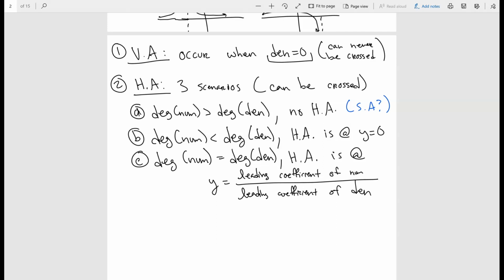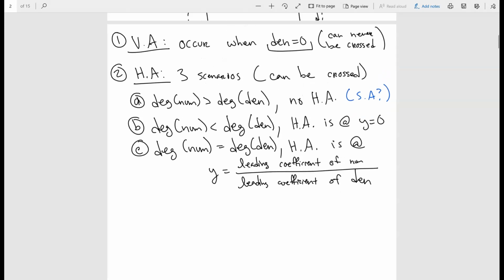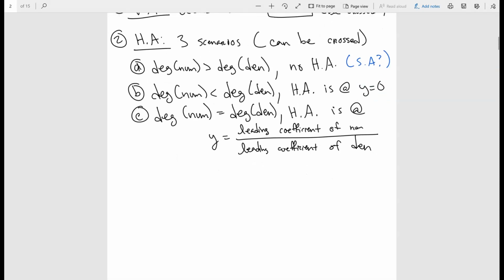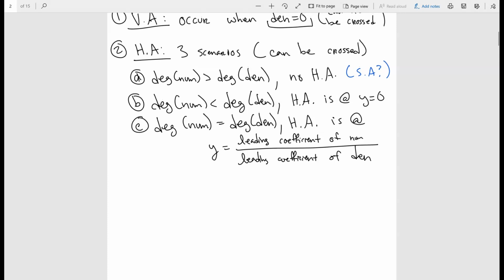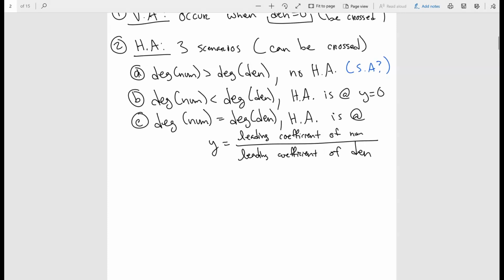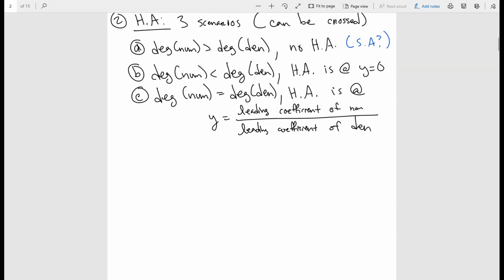So these are the vertical asymptotes and horizontal asymptotes. The horizontal ones are a little harder to find, or they're not that hard, just three different cases to think about. For the vertical asymptotes, it makes sense why the denominator has to be equal to 0. Why do we have three different scenarios? When you talk about limits in calculus, you'll understand these. The whole point is to think about the end behavior, what's happening to the horizontal asymptotes as x gets really, really large. Let me give you a really quick example.